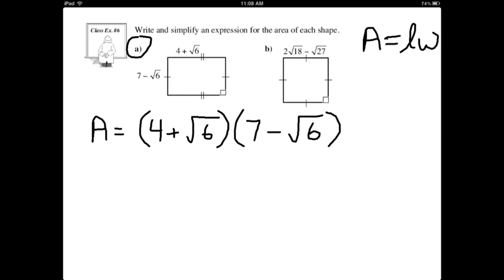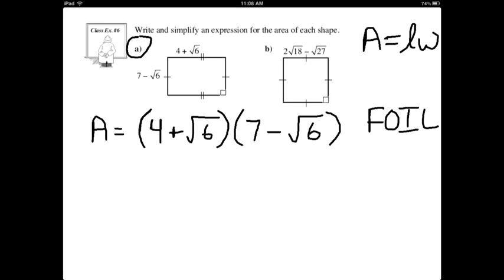Now you notice there's one way we're going to have to tackle this problem, and that's with FOIL. FOIL, of course, stands for first, outside, inside, and last.